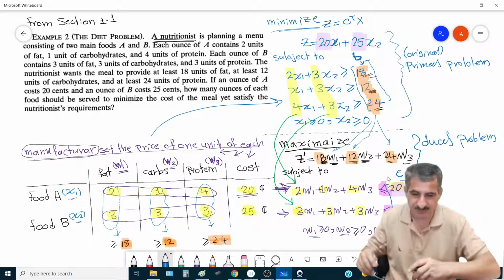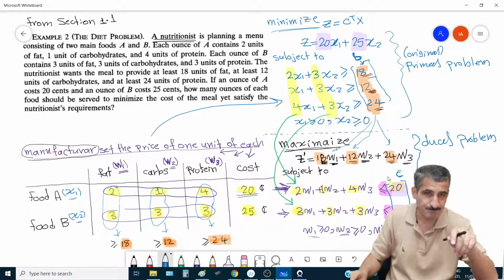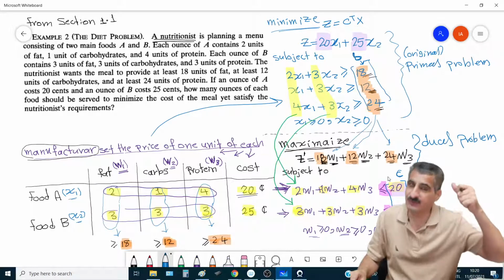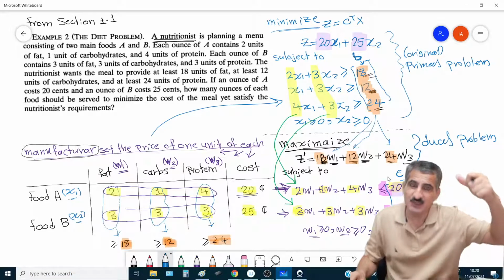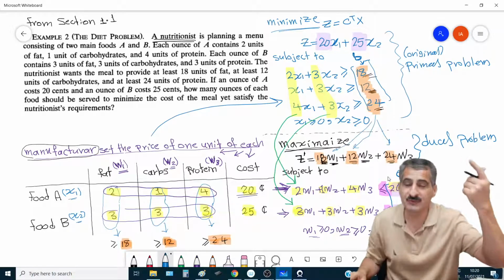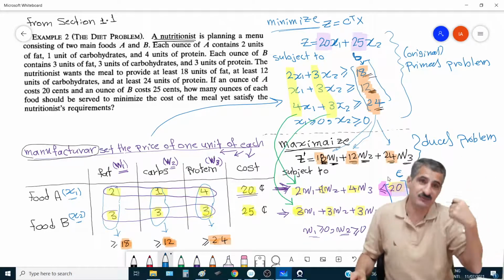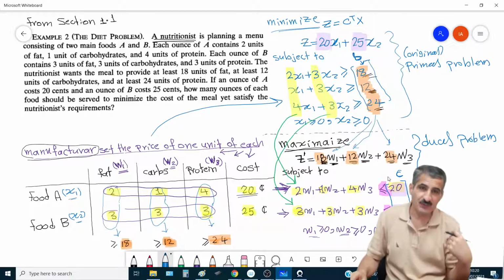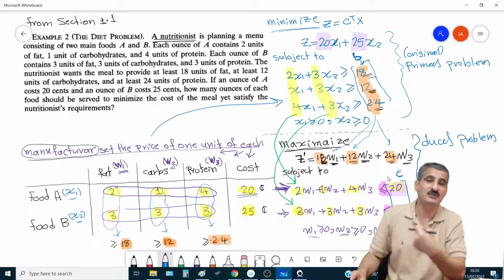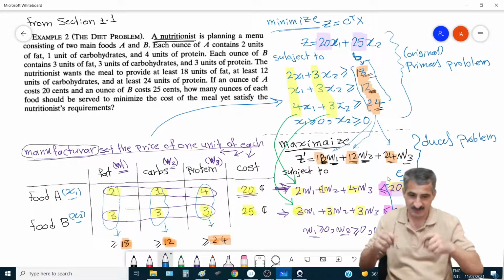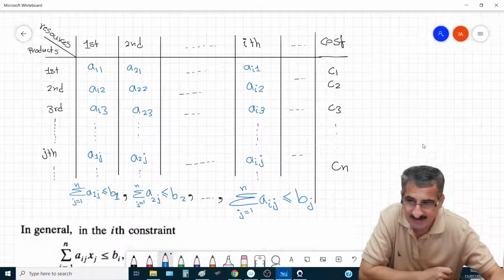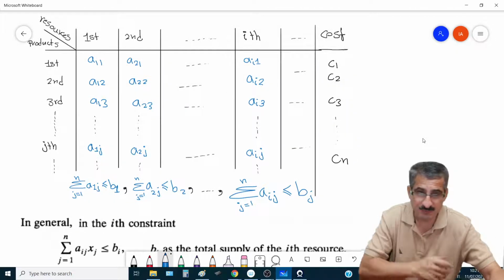So this is the idea. If I want to summarize what is happening here, the cost vector of the primal problem is now the resource vector of the dual, and the resource vector of the primal problem is the cost vector of the dual. The coefficients of the ith variable are the coefficients of the ith constraint. Let us take all this information now and define what is the dual problem in general.